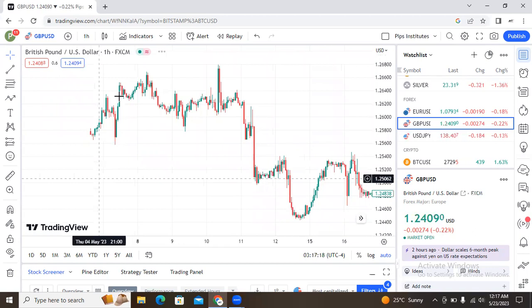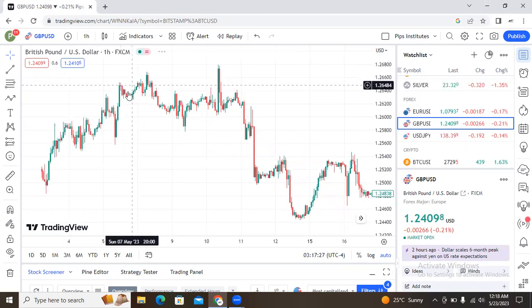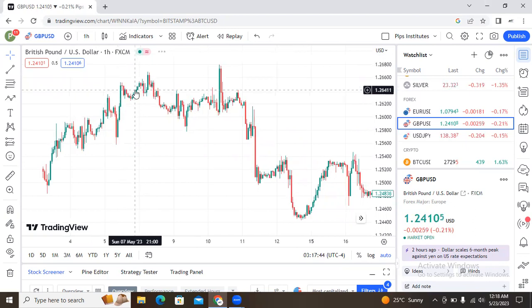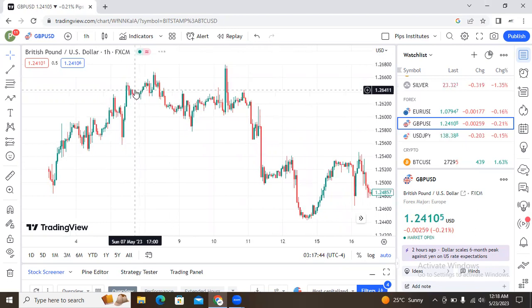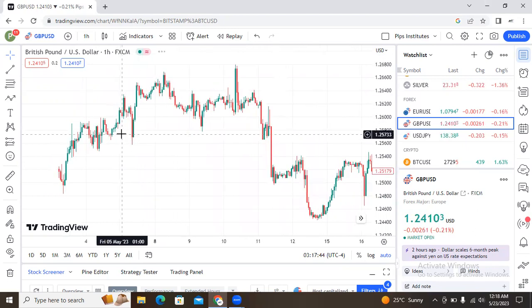This is not a mitigation block. You can see this is not a failure swing. I'm going to teach you these concepts some other time, but this is not one, because in a bullish one, this first leg will be higher than the second leg. So why is this leg lower? So you cannot use that. So you must know.